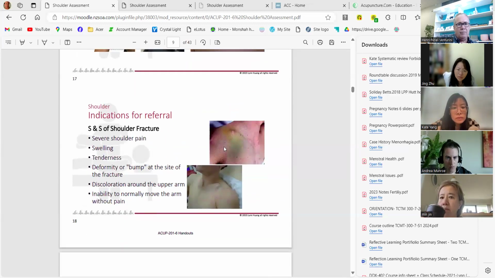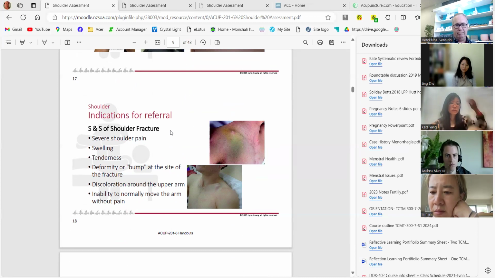So this next frame here shows the signs and symptoms of a shoulder fracture. Severe shoulder pain, swelling, tenderness to touch, deformity or a bump at the site of the fracture, discoloration around the upper arm, and inability to normally move the arm without pain.